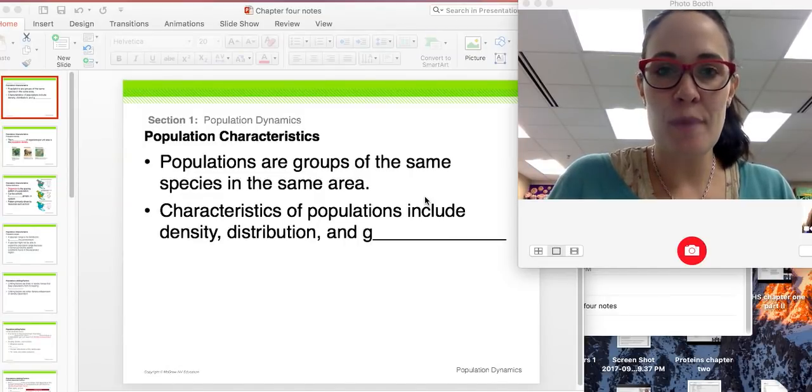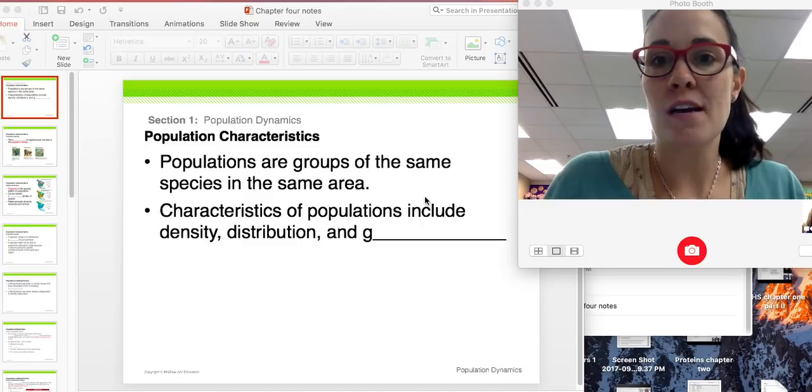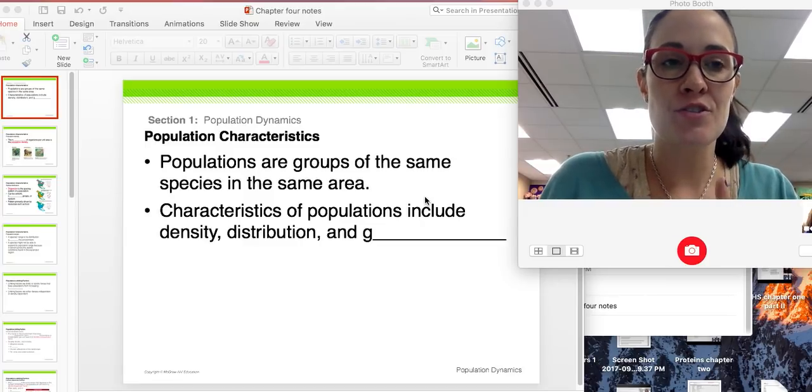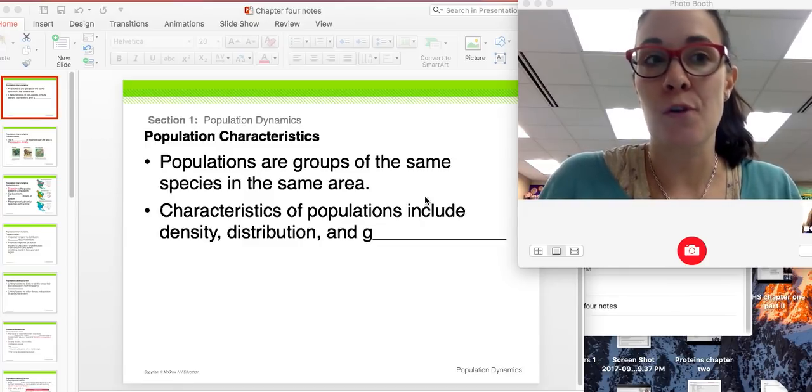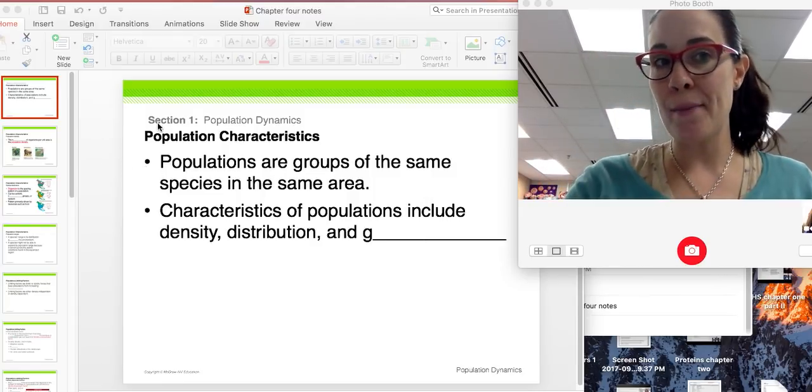All right, so these are for biology. These are chapter 4 notes, and we're going to do both sections here. There's two sections, section 1 and section 2. The first one is called population dynamics.